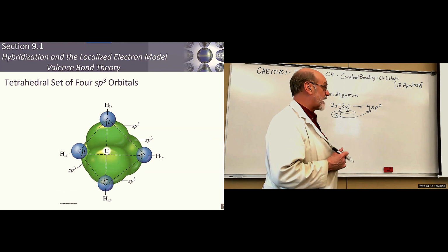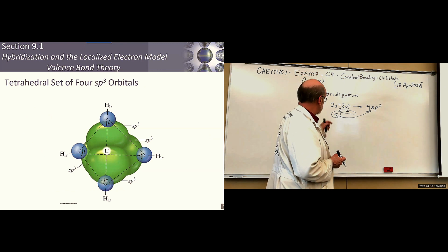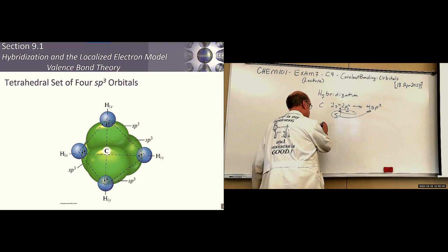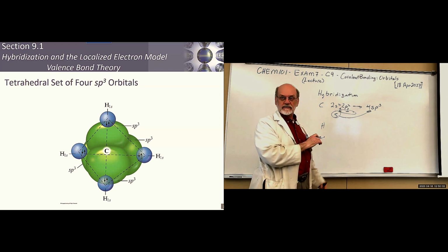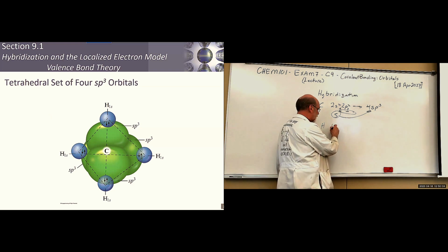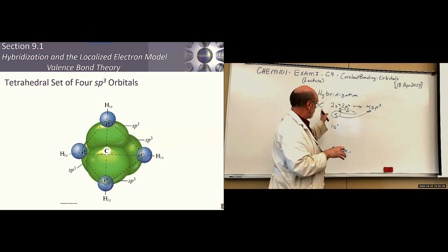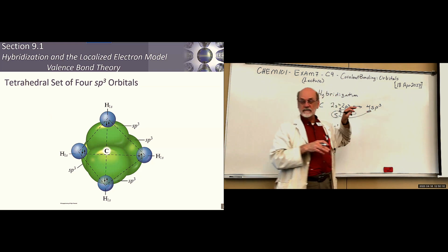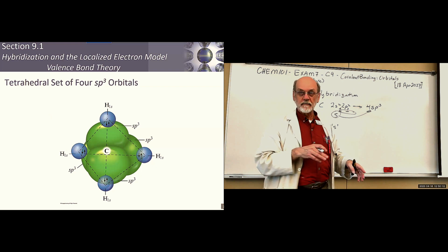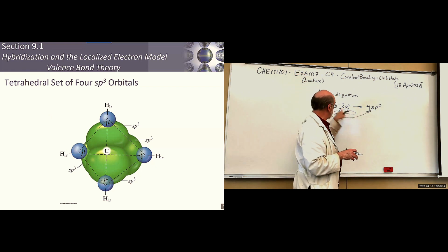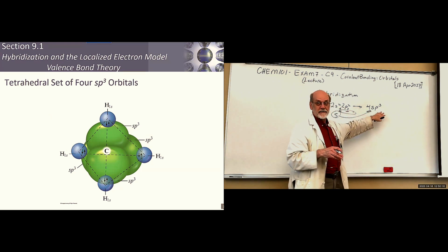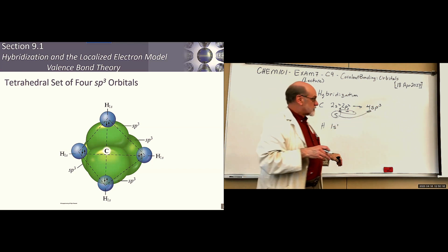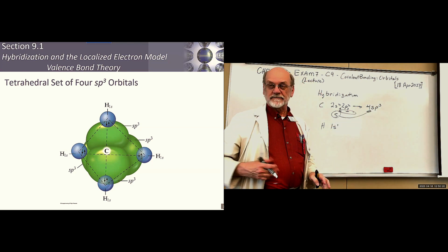And now the hydrogens, they don't have to hybridize. They just have the 1 s orbital with their 1 electron, and they share it with one of these and its electron, because this has 4 electrons in it, 2 from here and 2 from here. So the hydrogen doesn't have to hybridize, just the carbon.